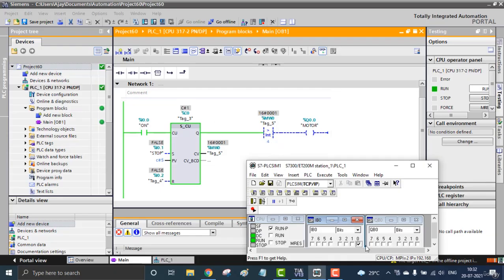1 count, and giving the second count. Now it's 2 counts, here also 2, and providing the third one, no output. Fourth one, no output, because it has to be greater than 4. Again the fifth count, we get the output. So that's how we take the output of an up counter. Okay, so that's the counter comparisons or the counter comparators.